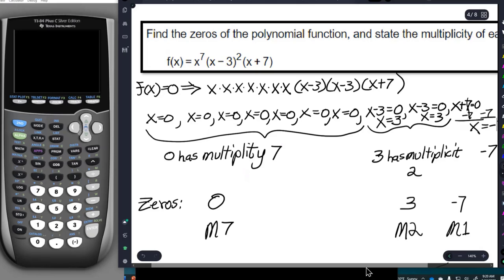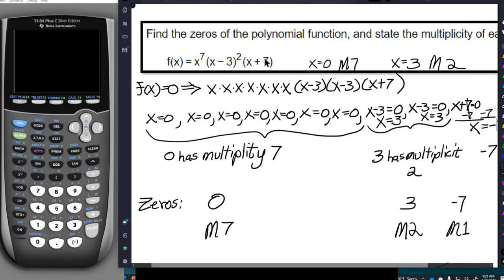Probably you can see here that it would be enough to set x equal to 0 and know from that power 7 that x will occur 7 times, so x equals 0 will occur 7 times. So you can just look at the power and say, okay, the multiplicity is 7. And here, x minus 3 is squared, but you'll have x minus 3 times x minus 3. They each are set equal to 0. You'll get x equals positive 3. That's one of your zeros. But this power can tell you how many times it occurs. Multiplicity 2.